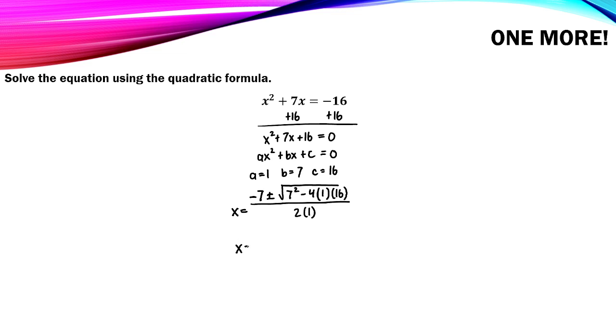If we simplify this and evaluate it, we have a negative 7 on the outside still. On the inside, though, 7 squared gives me 49. I have a minus sign, and then I have this part right here, 4 times 1 times 16. 4 times 1 is 4. 4 times 16 is 64. And all of this is divided by 2 times 1, which is 2. Now, this is the part I want you to understand. Right here, when we have the square root of 49 minus 64, if you actually calculate that, this gives us a negative number. It gives us specifically negative 15.